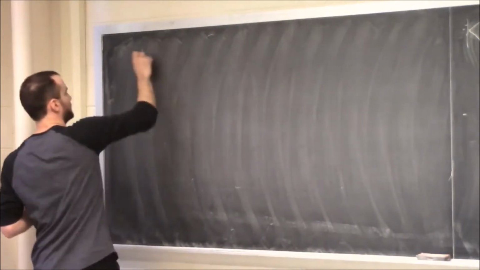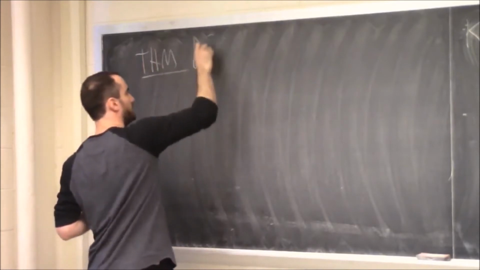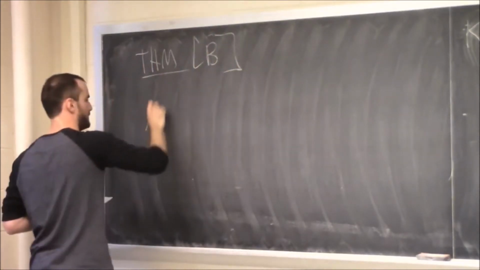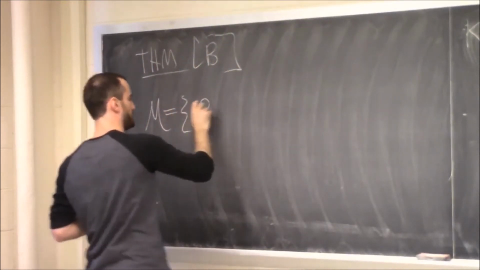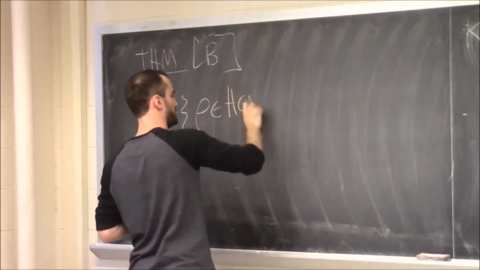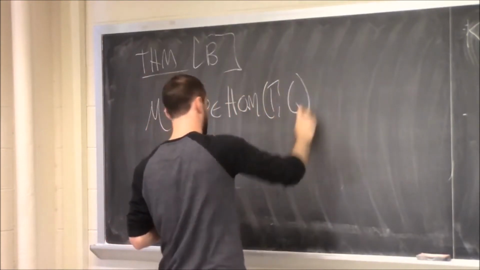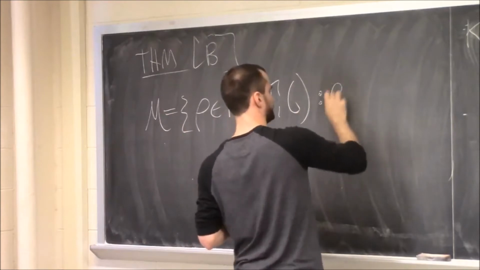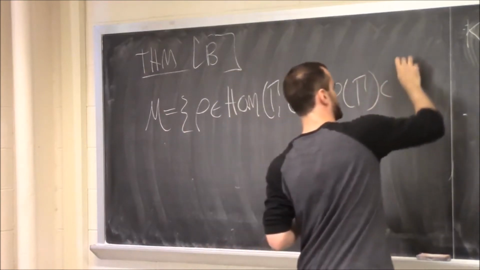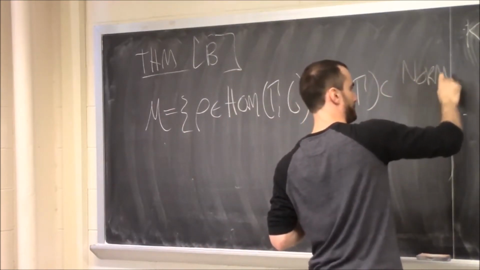So the theorem is that M is equal to those representations rho of gamma is inside normal matrices.